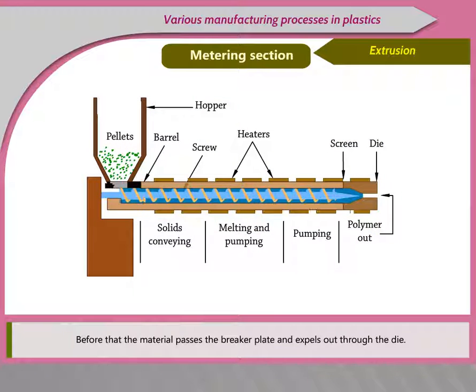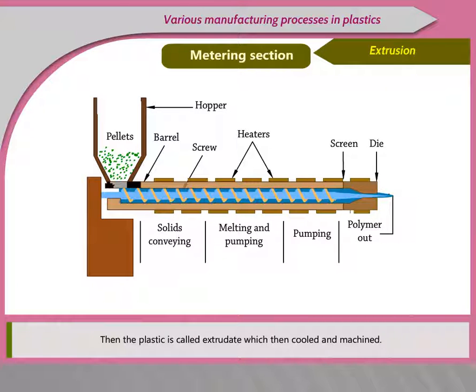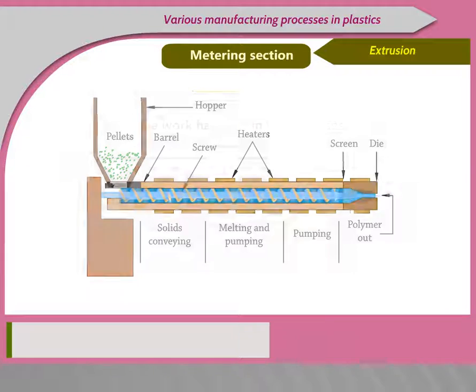Before that, the material passes the breaker plate and expels out through the die. Then, the plastic is called extrudate, which is then cooled and machined.